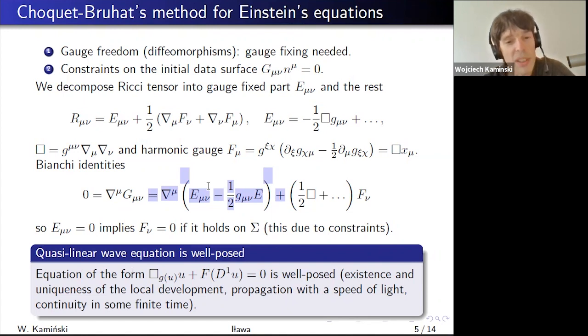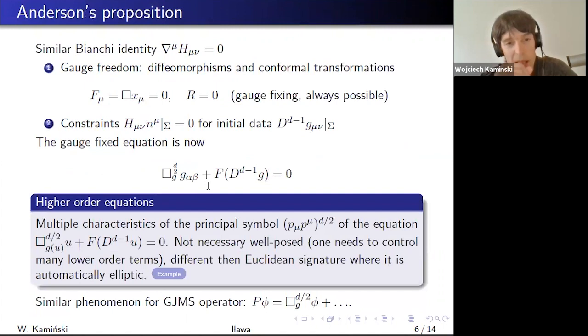So let us try to do it for this Anderson approach. And of course, it may work quite well because there are similar Bianchi identities. This Fefferman-Graham tensor is quite nice. Of course, we have a bit more gauge freedom because additionally to the diffeomorphism, we have also a conformal transformation. So we fix it not only by the harmonic gauge, but also by assuming that the Ricci scalar is zero. This gauge one can always achieve, locally at least, because it's also a hyperbolic system starting from the initial surface.